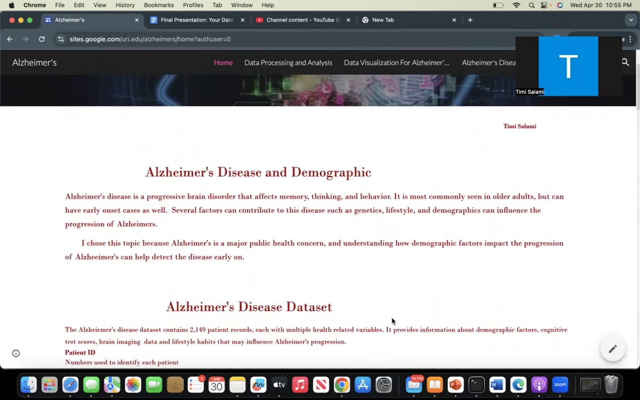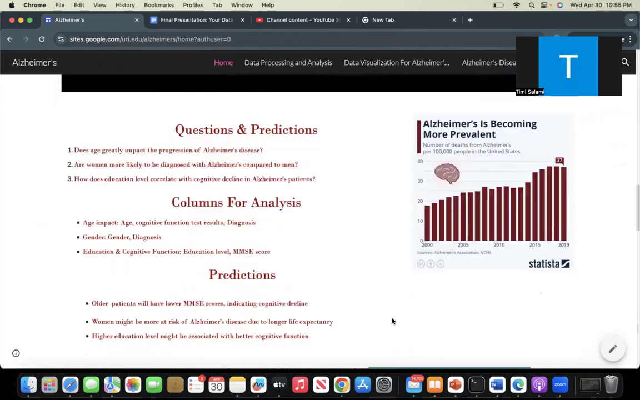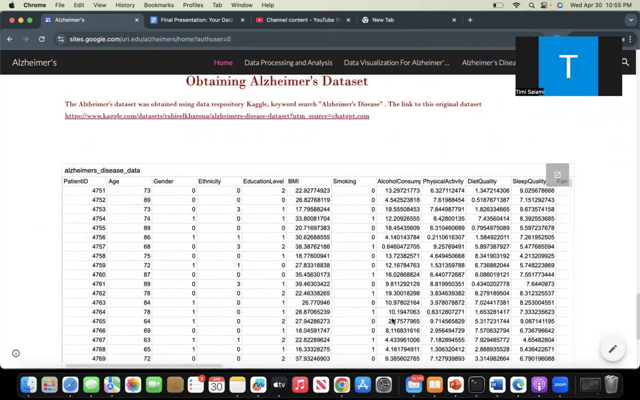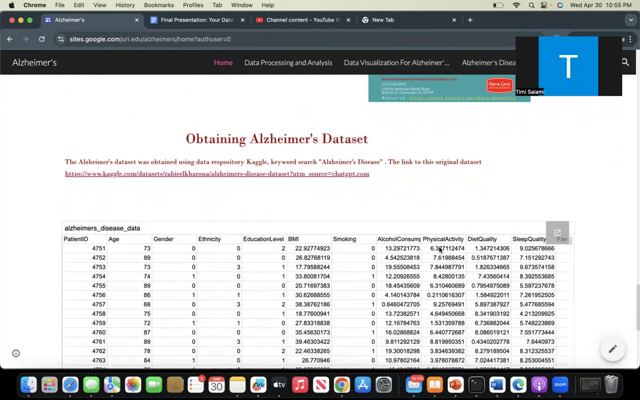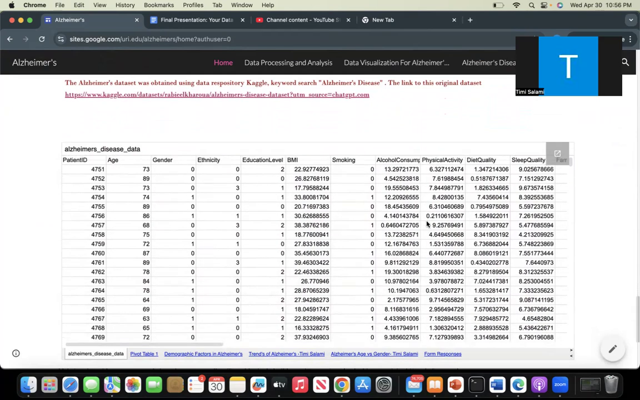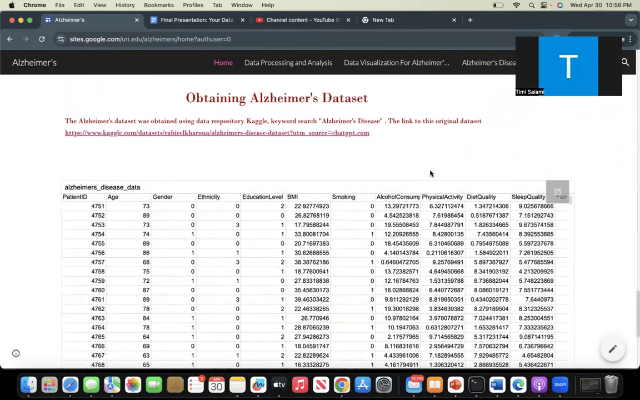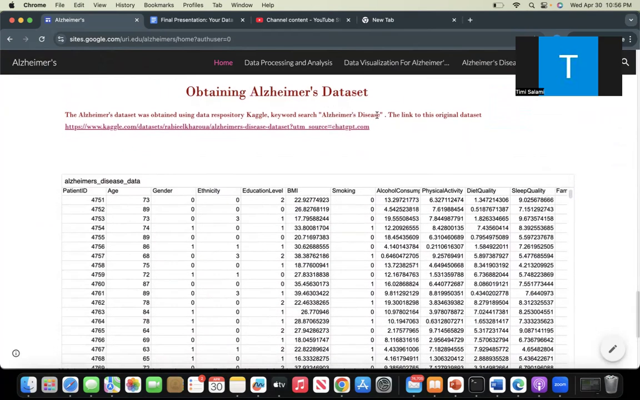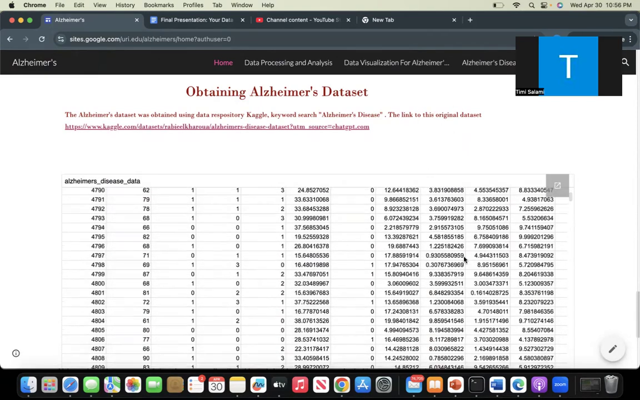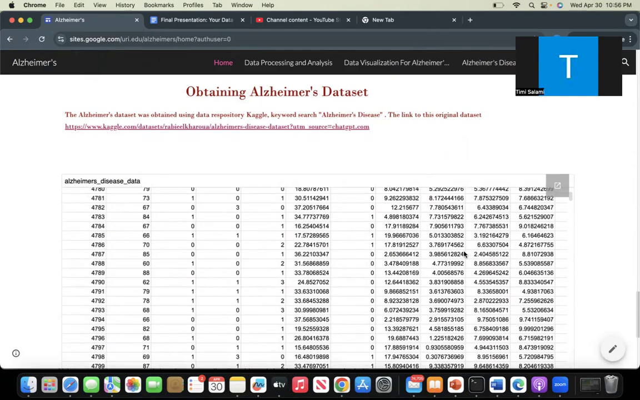With this project, I used a public data set which consisted of 35 variables, and they include age, gender, ethnicity, education level, BMI, smoking, alcohol consumption, physical activity, and so on. This data set I found on Kaggle just by the search of Alzheimer's disease, and it provided me with this long and lengthy data set.